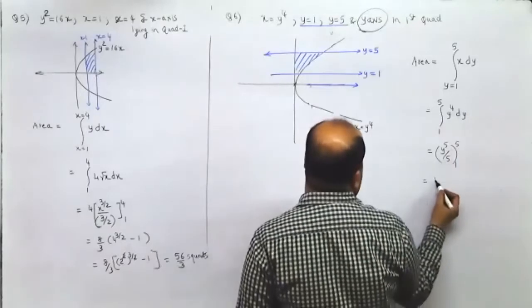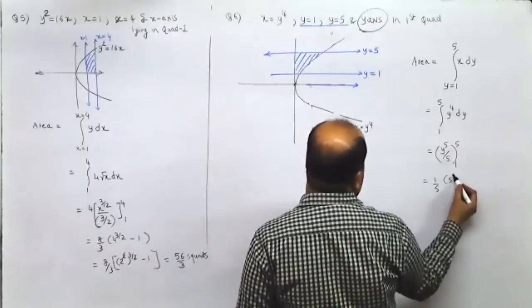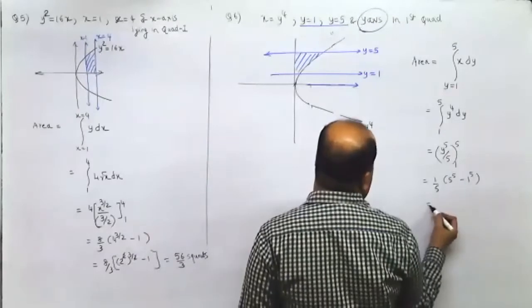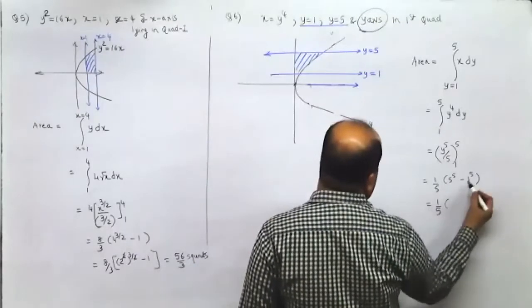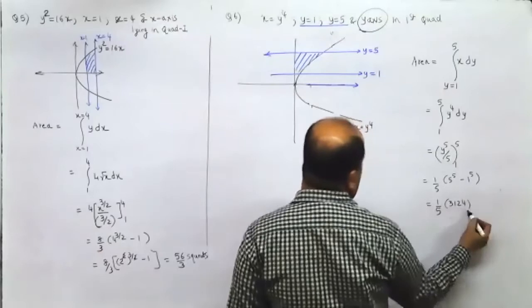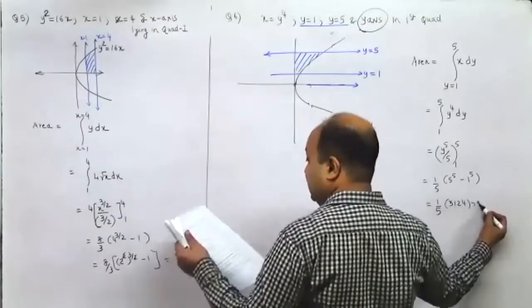So this would be 1 upon 5 outside. This would be 5 raised to 5 minus 1 raised to 5. This is 1 upon 5 into 3125 minus 1. So it is 3124 square units.